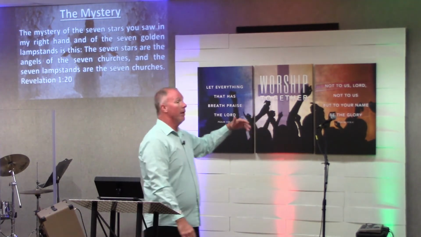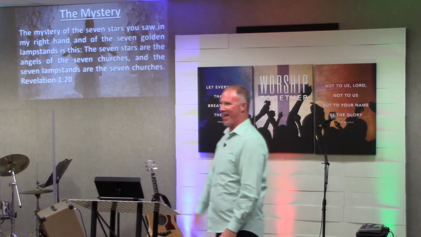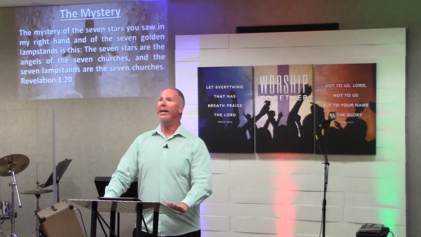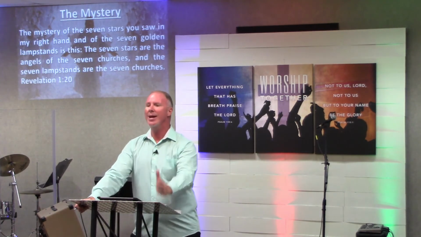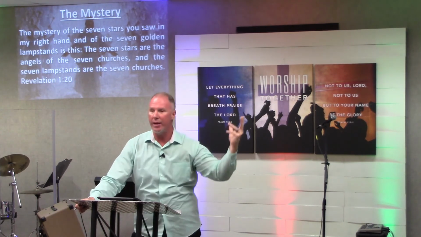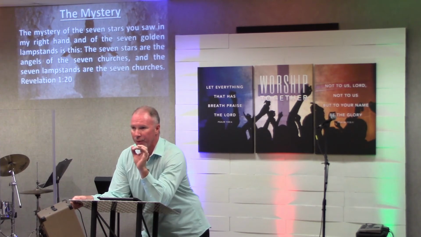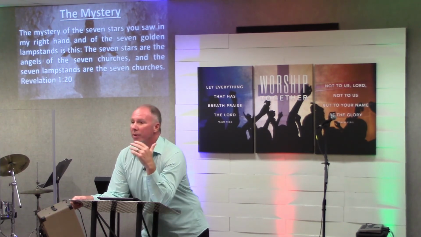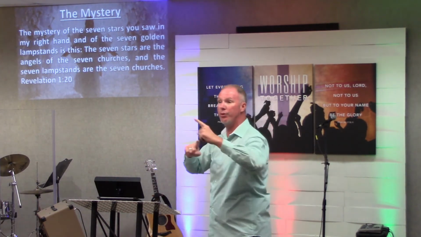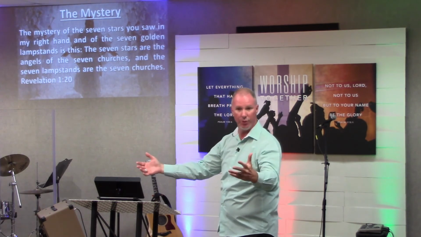He even says it. Just to clarify with John, here's the mystery of the seven stars you saw in my right hand and the seven golden lampstands. The seven stars are the seven angels. Now listen, again, this could kind of be confusing, but in the original language, the seven angels, angelos means angels. We understand there are angels. Absolutely. But it's actually a mistranslation. It's messengers. All right. We would know the messengers of the seven churches today, those that speak on behalf of the Lord to the church, are pastors, prophets, evangelists, teachers, right?